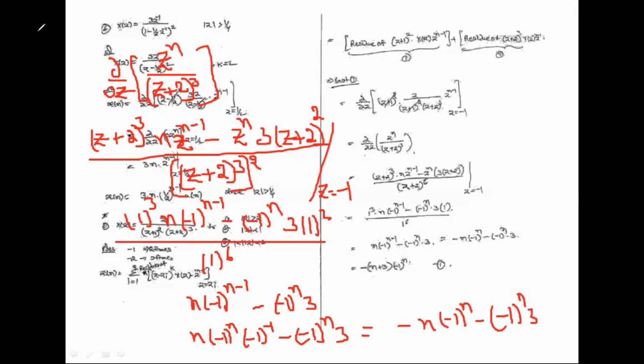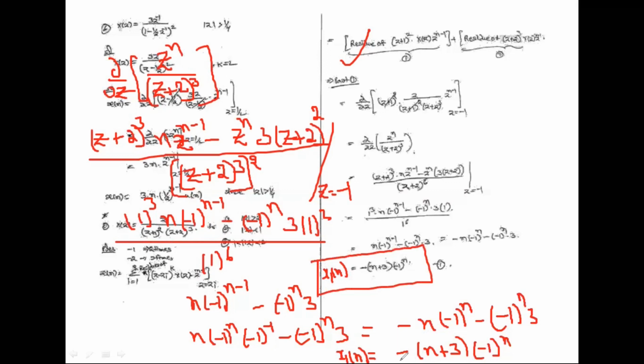Take (minus 1) whole power n, and the minus is common: minus n plus 3, into (minus 1) whole power n. That will be x1 of n because it is the first part. Part 1, we did when zi is equal to minus 1 and k is 2 times. So x1 of n is equal to minus of n plus 3 into (minus 1) whole power n. Let it be equation 1.